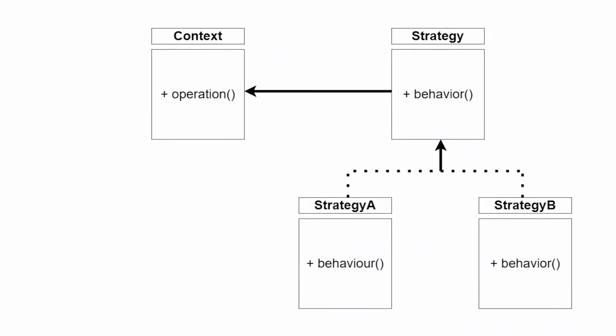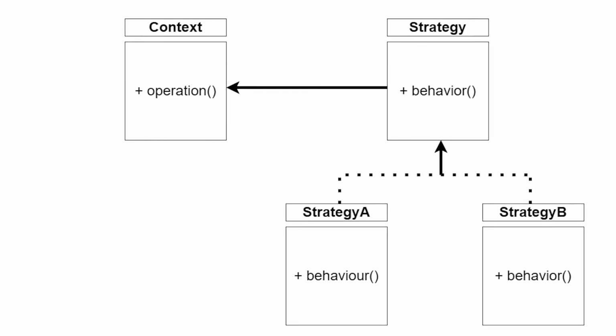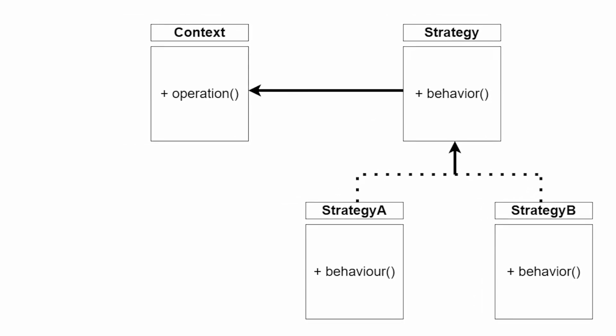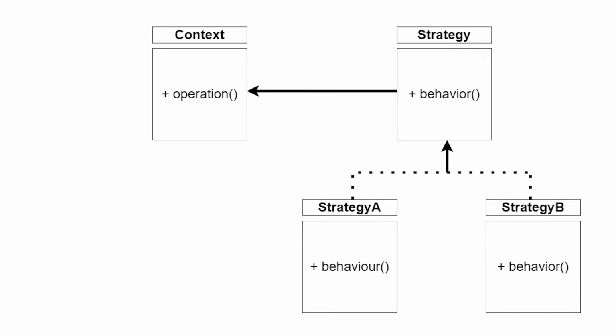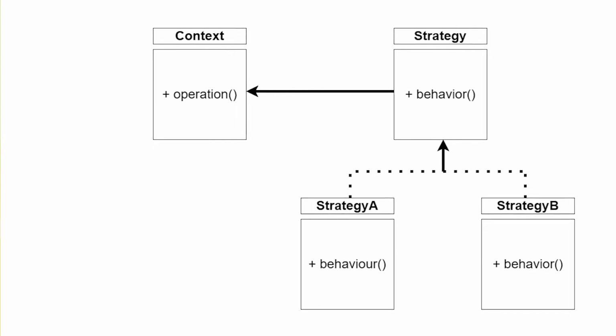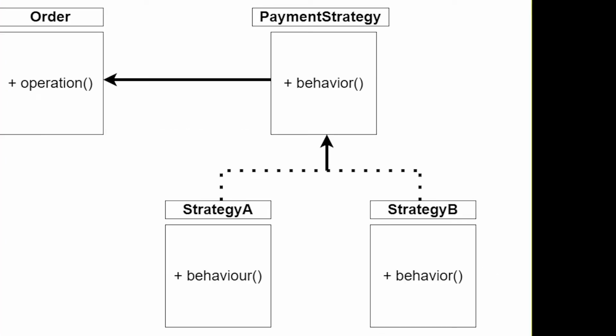And I know you don't care, but here's a diagram for it. Strategy interface and its implementations define the possible behaviors the context may want to execute. And the context is the class that accepts and uses these behaviors, either when the class is instantiated or at runtime. In our example, order is the context and the payment systems are the strategies.